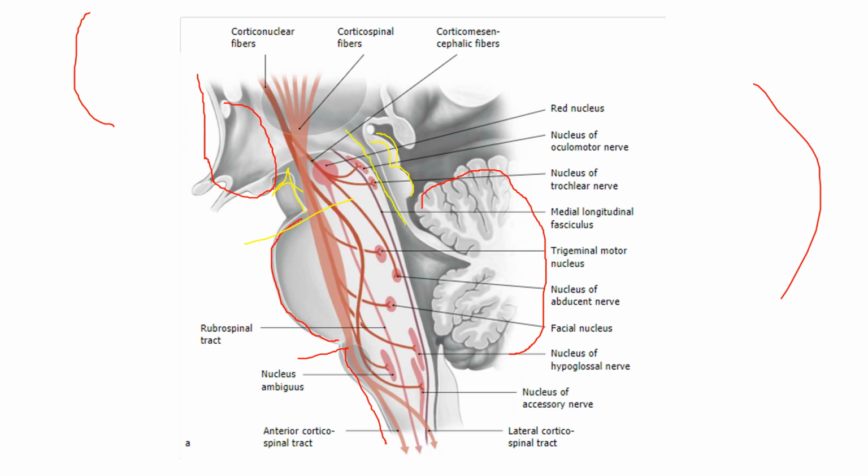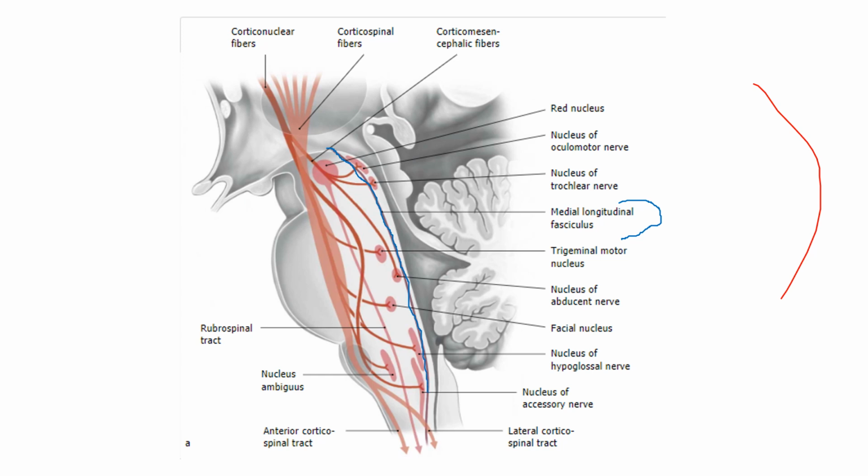So I'm going to go ahead and erase some of this so it doesn't look too cluttered now that we have our bearings about us. Great. Let's go ahead and look at this medial longitudinal fasciculus. Okay, so to do so, we want to follow this line right here. That's the medial longitudinal fasciculus. It ascends and descends, remember.